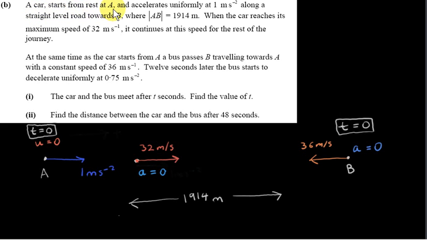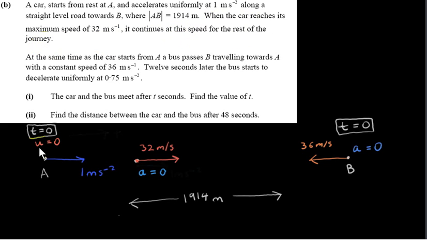A car starts from rest at A and accelerates uniformly at 1 meter per second squared along a straight level road towards B, where the distance between A and B is 1914 meters. When the car reaches its maximum speed of 32 meters per second, it continues at this speed for the rest of the journey.